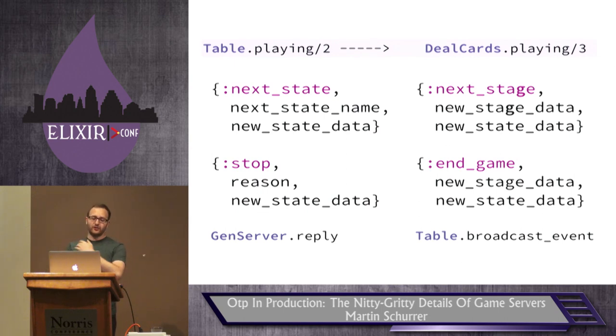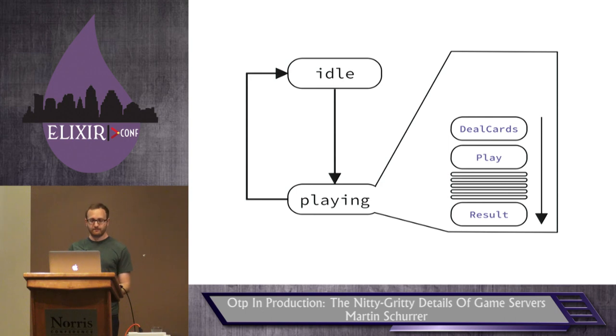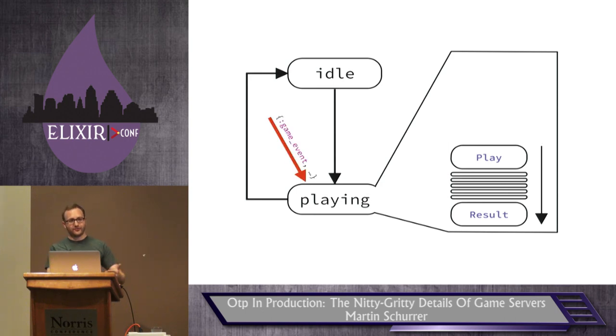There's also the function GenServer.reply in the Elixir standard library, which is interesting. It basically allows you to reply out of band to a call in a gen server. And we did something similar for our table process. There's, for example, table broadcast event, which broadcasts an event to all players. So it starts with deal cards, then this is done, it goes into knocking, this is done, deal cards again, and so on. Then when an event arrives, it looks, do I handle that myself? For example, it handles stuff like people going offline or people requesting a pause of the game itself. And if not, it just forwards it to the current stage to do whatever.